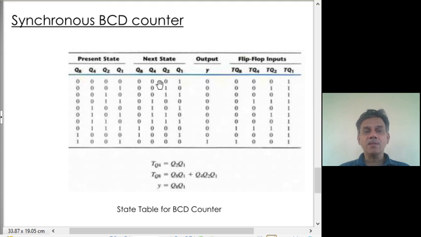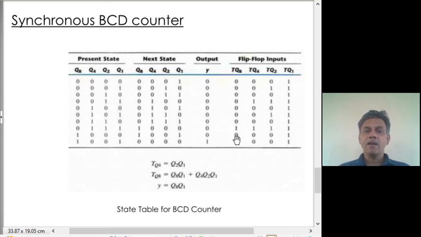If you look at the next state for a given present state, for a present count of 0, the next count or state is 1. For 1 it is 2, for 2 it is 3, and for 8 it is 9, and for 9 it is 0. So we can find the next state for each present state. Then we need to find what should be the T input for the flip-flops Q1, Q2, Q4 and Q8. So we have these columns, T input of Q1, Q2, Q4 and Q8.